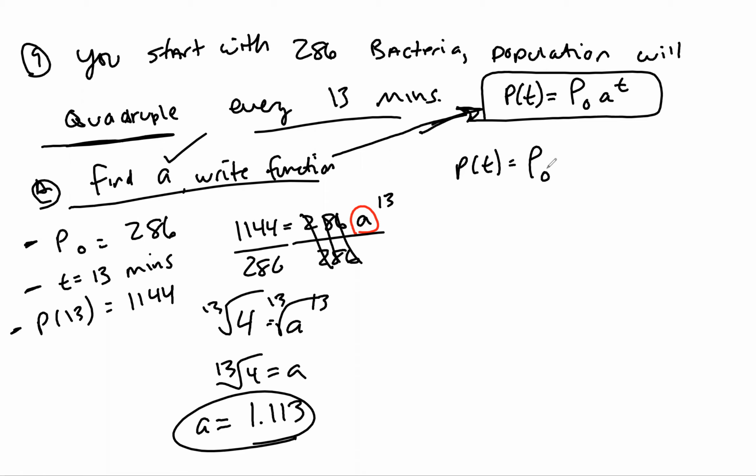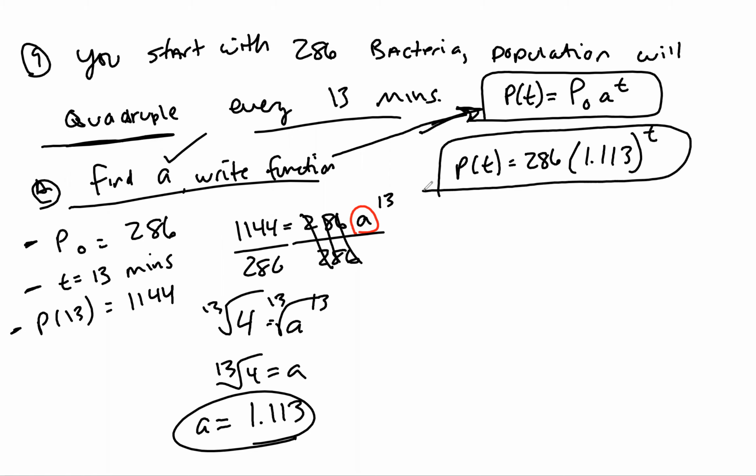Actually, back it up. We know P sub 0, don't we? It's 286. We just found A to be 1.113, and then we don't know how much time has elapsed. And so this is going to be the formula. I no longer need this guy. I don't need to look at him anymore. This right here is going to be the formula very specific to this particular problem.